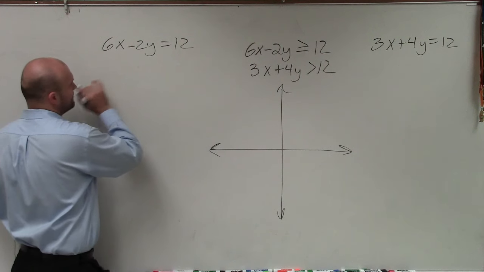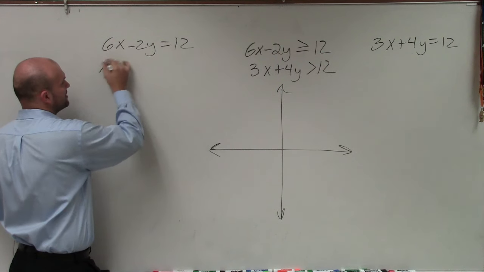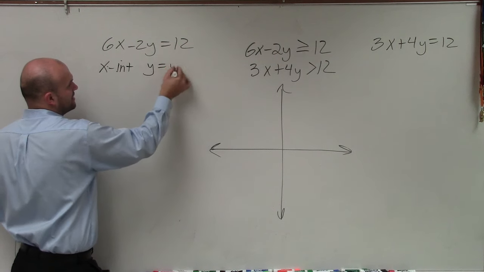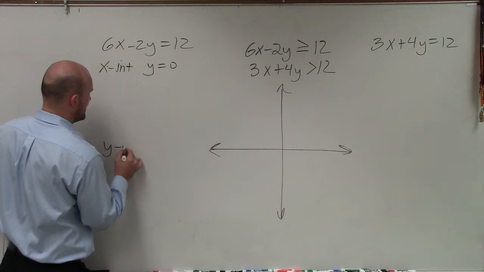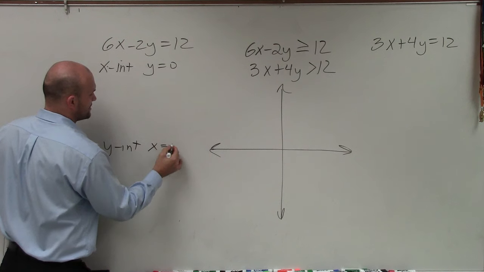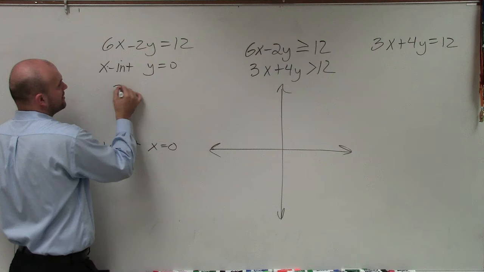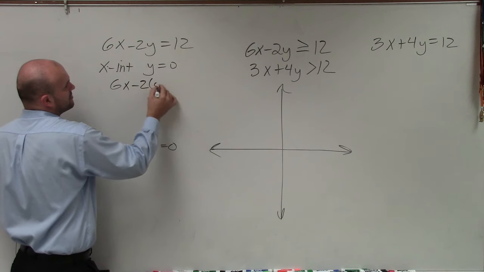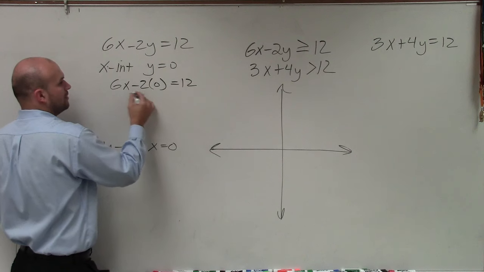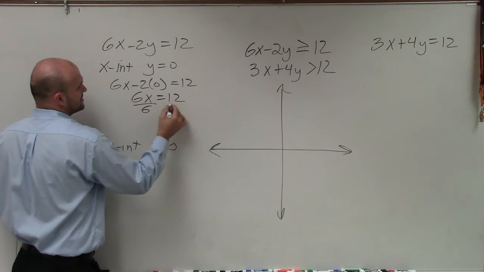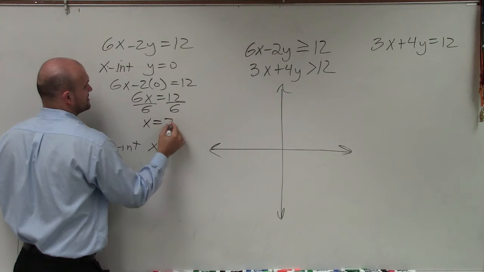So again, when dealing with the intercept method, what we're simply going to do is determine the x-intercept, which is when y equals 0, and the y-intercept, which is when x equals 0. To determine the x-intercept, you just plug 0 in for y. So I have 6x minus 2 times 0 equals 12. Well, that goes to 0, so I'm left with 6x equals 12. Divide by 6, x equals 2.